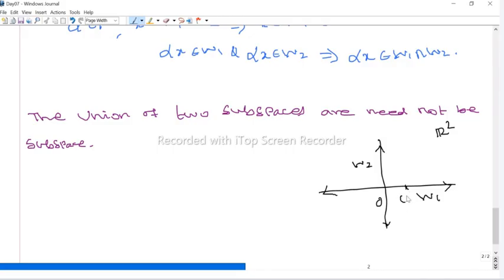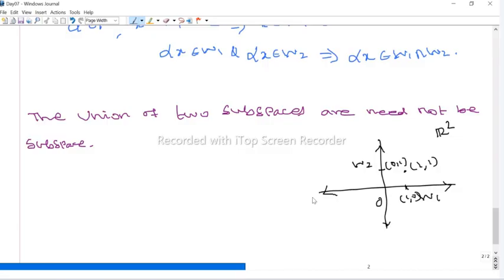Now if we take one point here, (1, 0), and another point here, (0, 1), what is the sum? It should be (1, 1), because we add term by term. So we get 1 plus 0, 0 plus 1. This (1, 1) need not be in either W1 or W2. Therefore, the sum of two elements need not be in the set. Therefore, the union of two subspaces need not be a subspace.